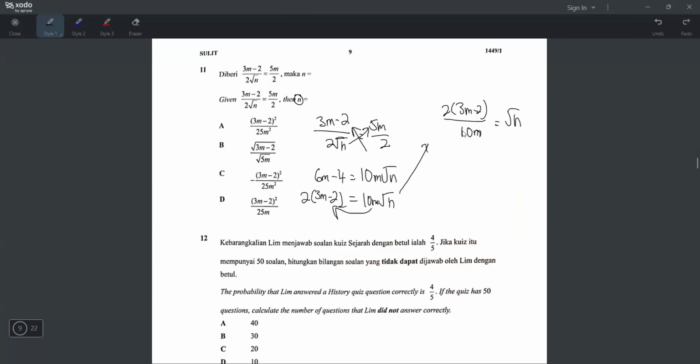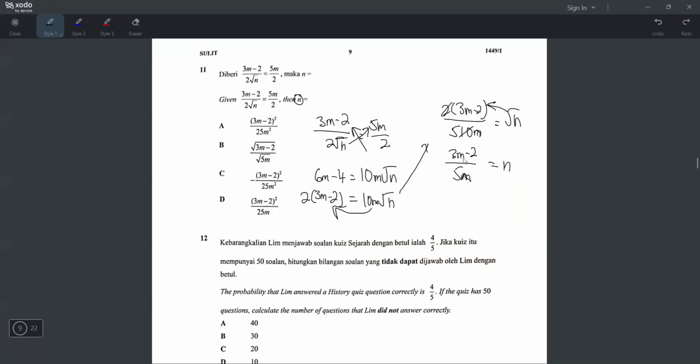It means the 10m, I move it over, becomes divide. The reason why I factorize first is because I know can cut, right? So when I cut, it is left with 5m down here, right? But this m cannot cut, that one cannot. Unless the 2 also got m, then maybe you can. Or if the 2 got m square, then maybe you can factorize and then cut, right? But the m here cannot cut, so you're left with 3m minus 2 over 5m equals square root n.